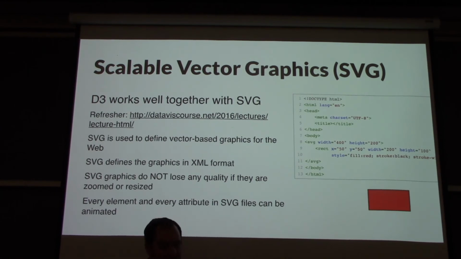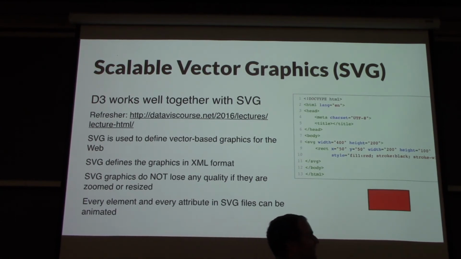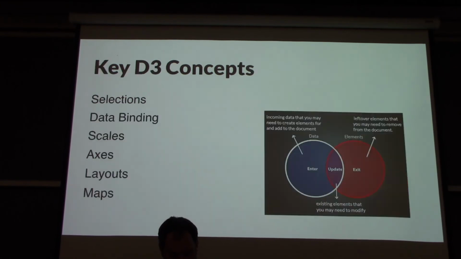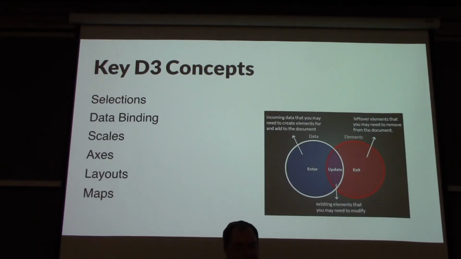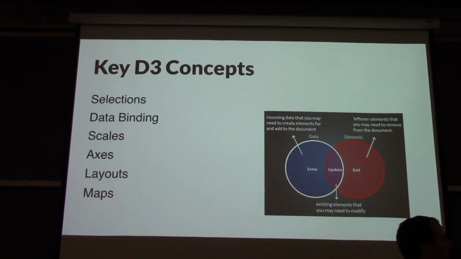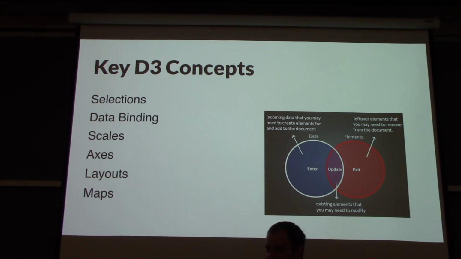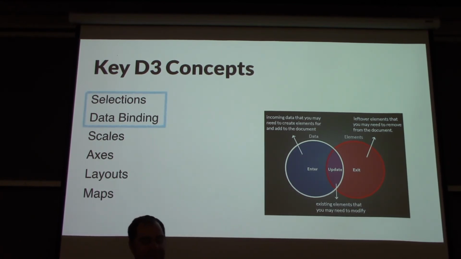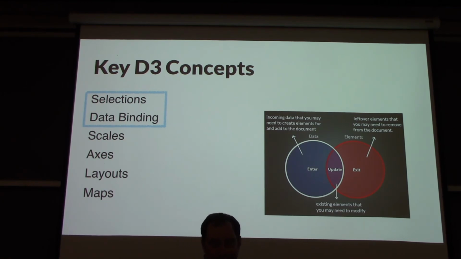So D3 really works well together with SVG. This is why we talked about SVG in the beginning. We all know about SVG already, so I can skip over that slide. So what are the key D3 concepts? There's selections, data binding, scales, axes, layouts, and maps. Today we'll be talking about selections and data binding, and in the future we'll be talking about scales, axes, layouts, and maps. The most important thing is actually the data binding.